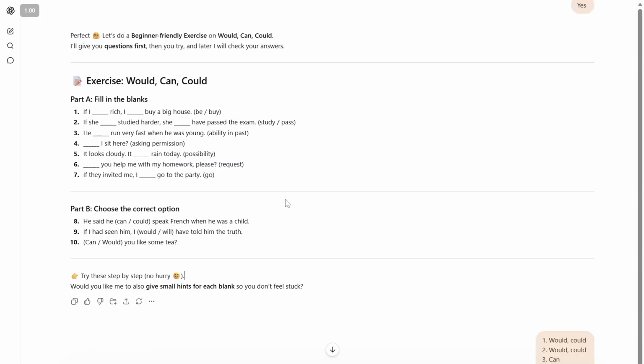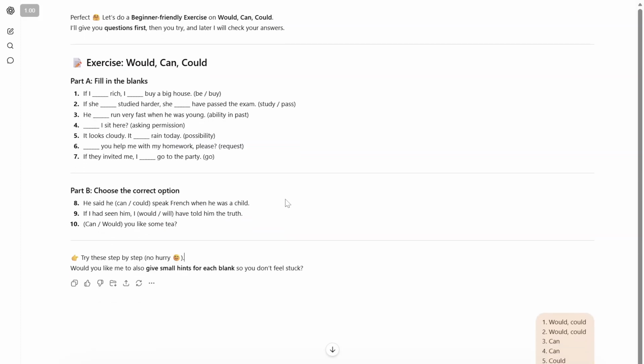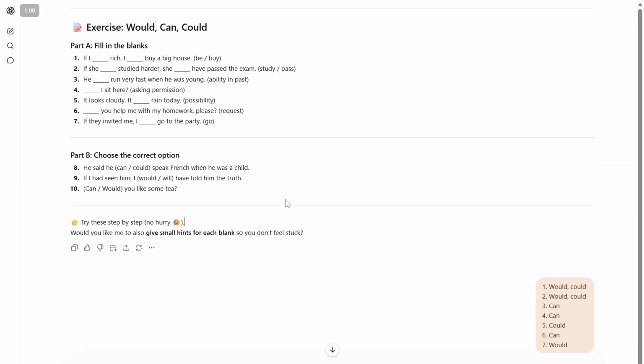Fill in the blank. We'll check your answers. Exercise: would, can, could. Part A. Fill in the blanks. 1. If I ___ rich, I ___ buy a big house. 2. If she studied harder, she ___ have passed the exam. 3. He ___ run very fast when he was young. Ability in past. 4. I ___ sit here? Asking permission. 5. It looks cloudy. It ___ rain today. 6. ___ you help me with my homework, please? 7. If they invited me, I ___ go to the party.